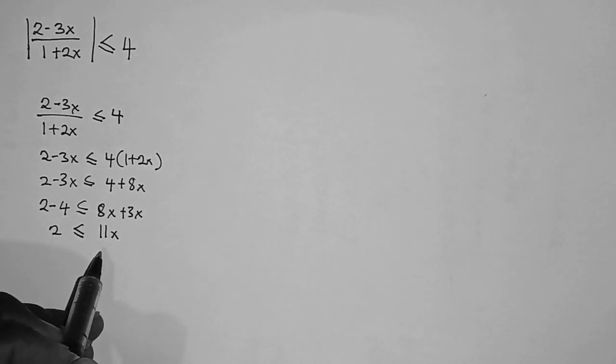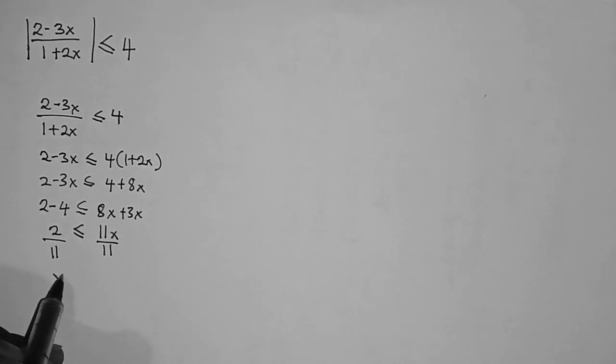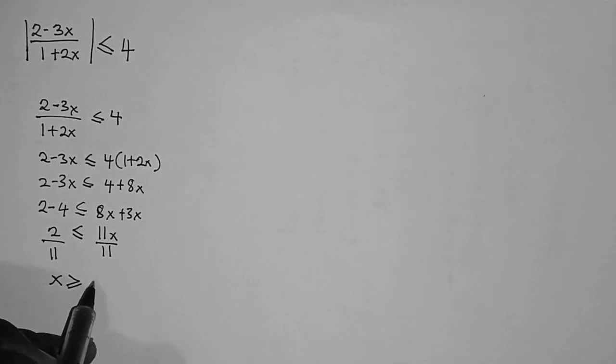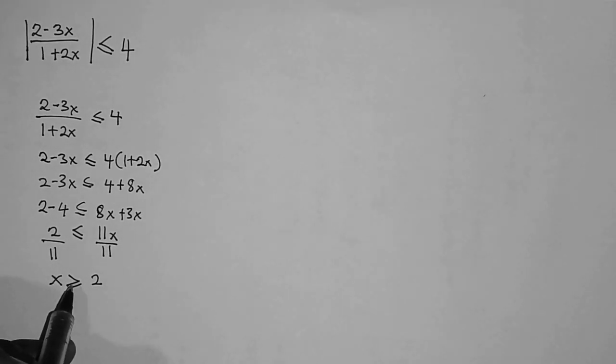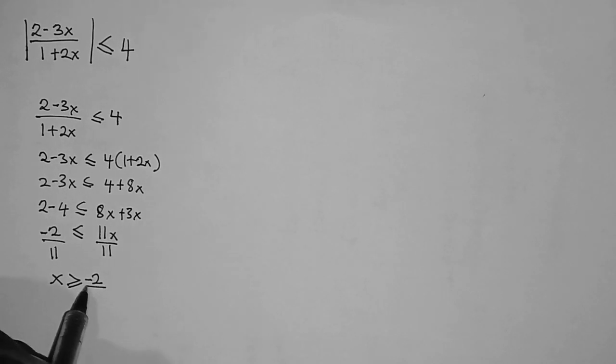So if we divide through by 11, we find out that x is greater than or equal to, here 2 minus 4 is minus 2. So it becomes minus 2 over 11.